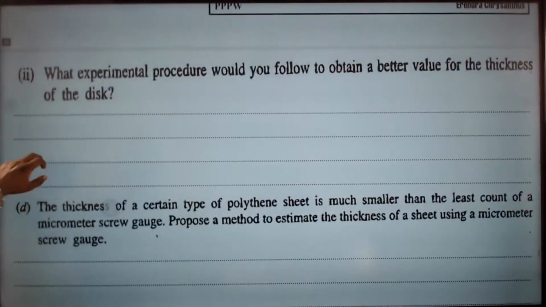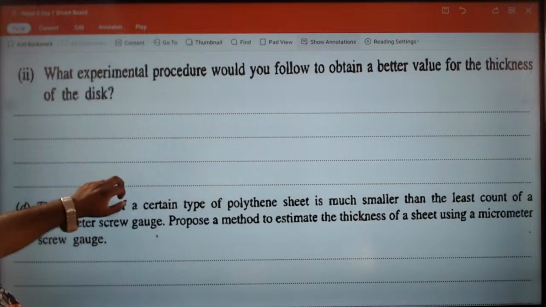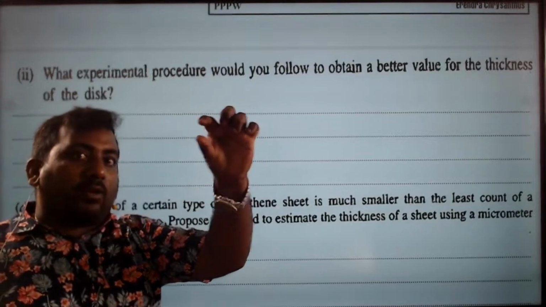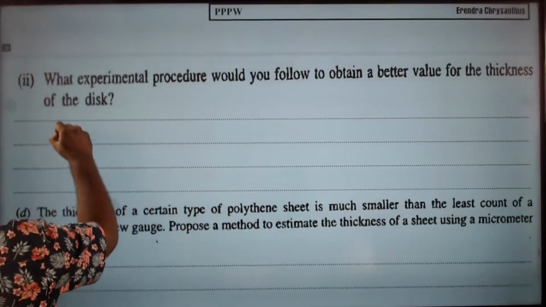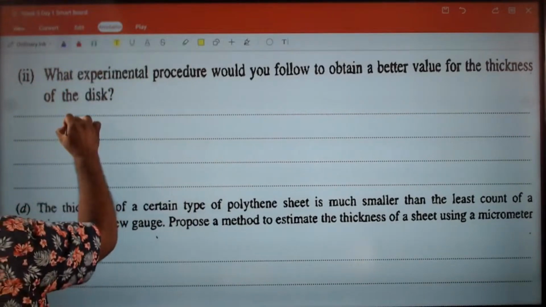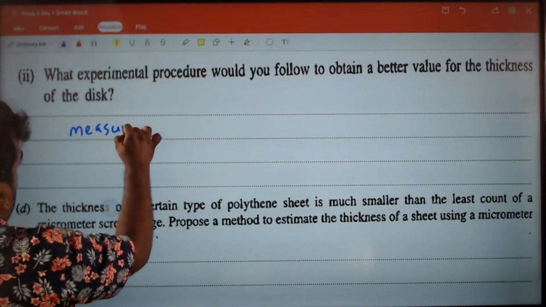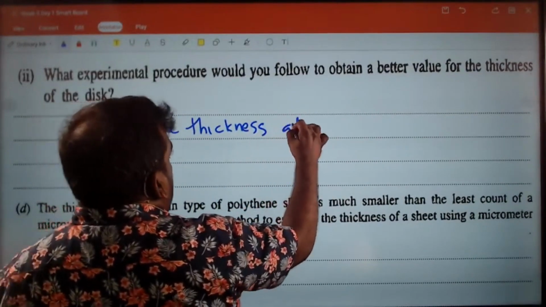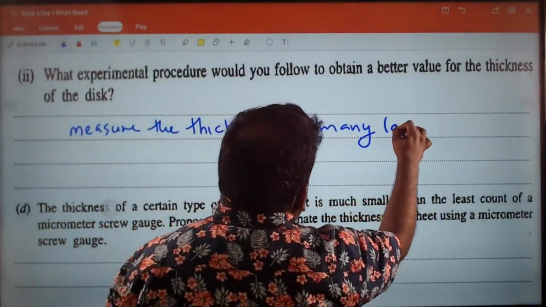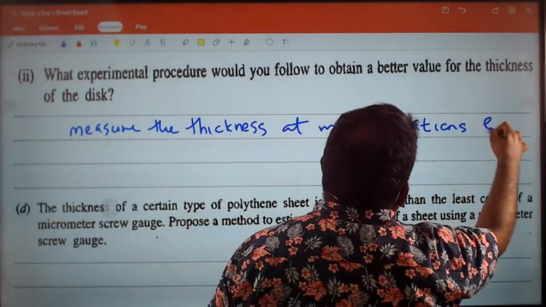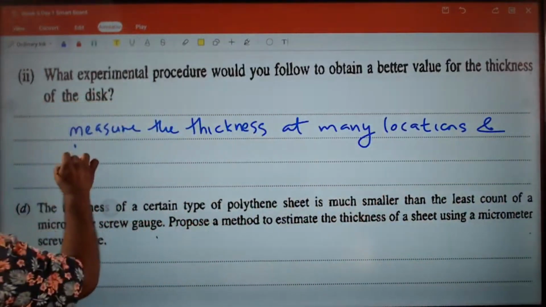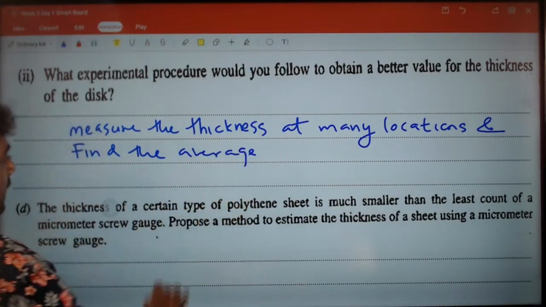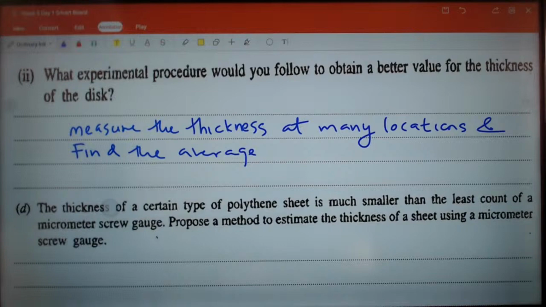What experimental procedure would you follow to obtain a better value for the thickness? So what do you do? Measure the thickness at many locations and find the average.